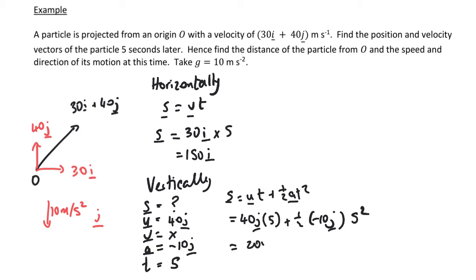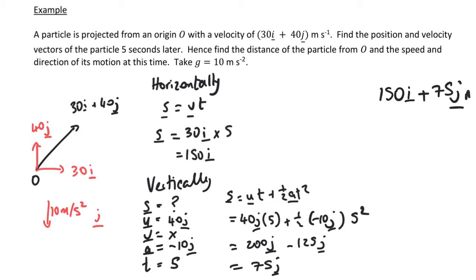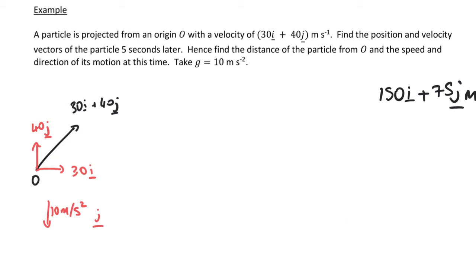which is 200J minus 125J, which is going to be 75J. So the position vector after 5 seconds is 150I plus 75J meters. Now we also want to work out the velocity after 5 seconds.